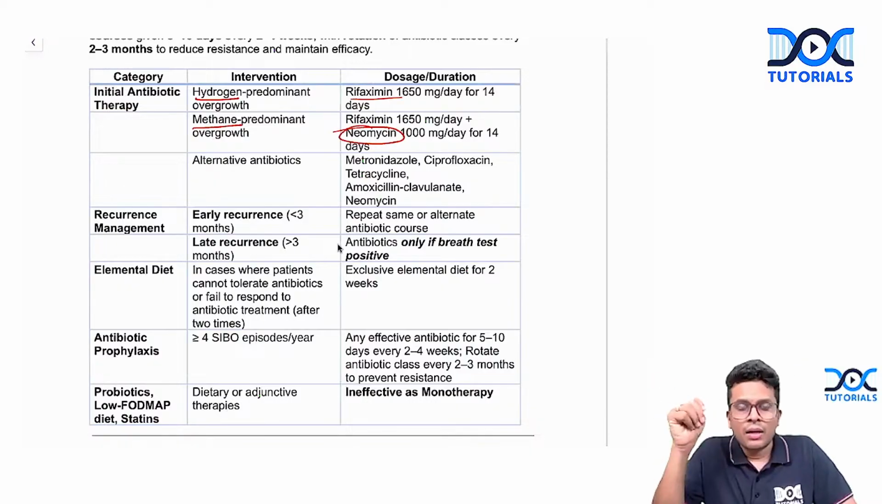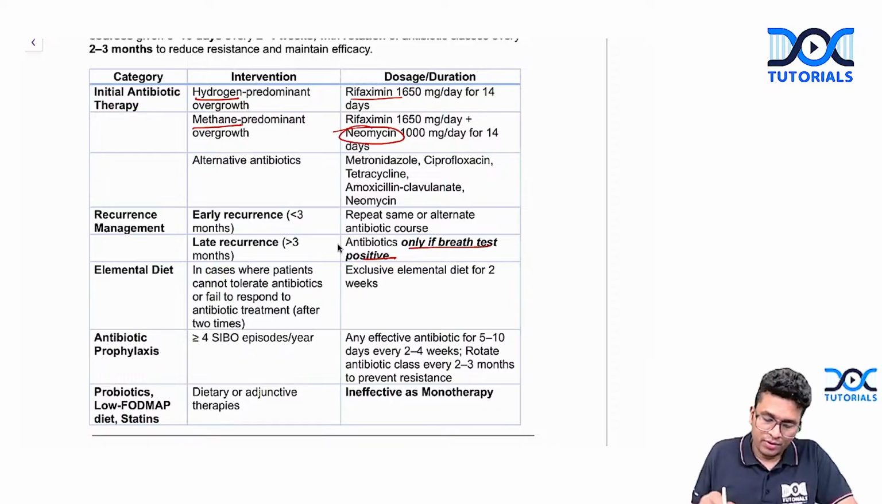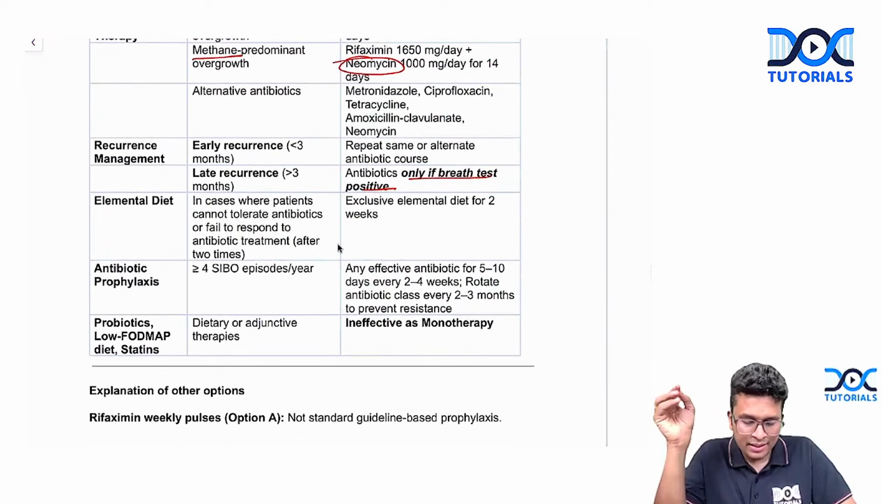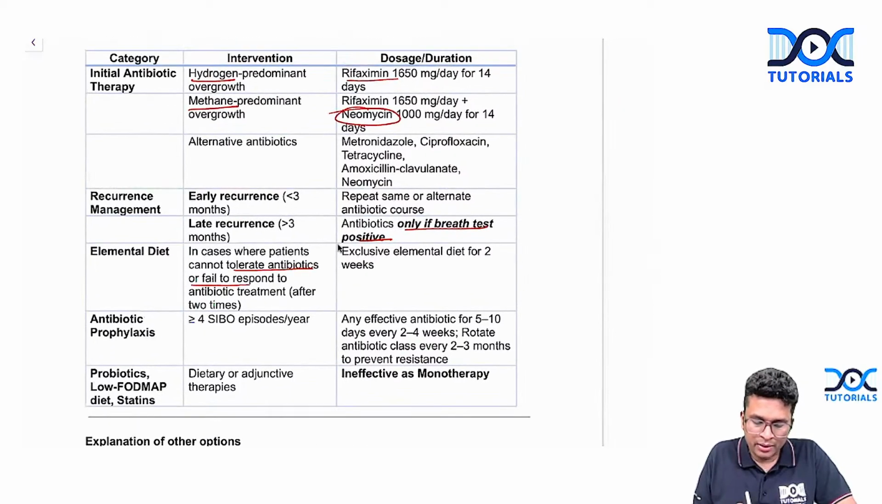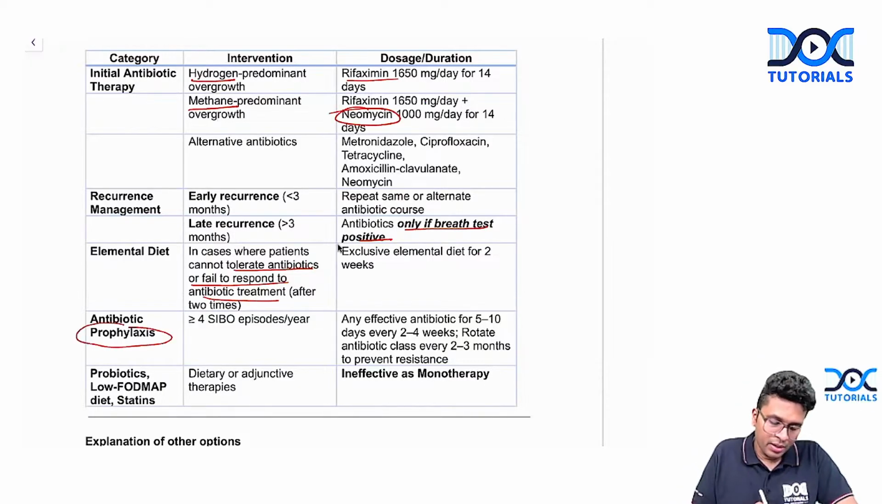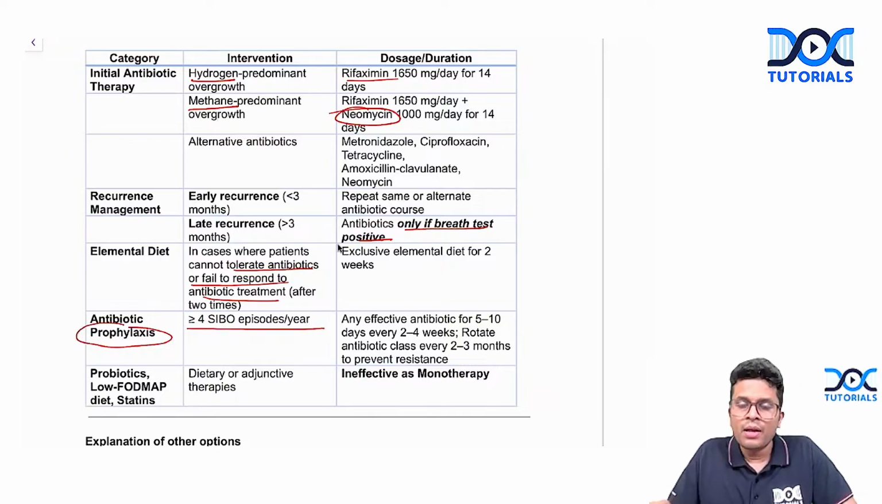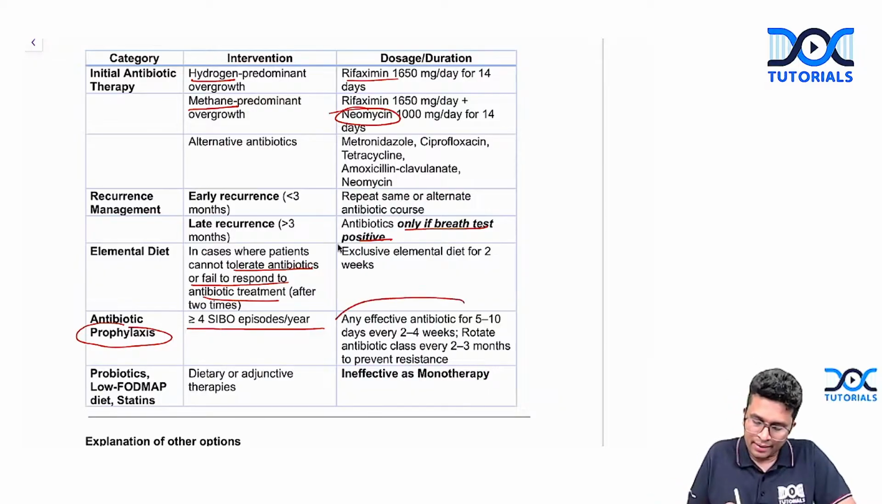For recurrence, how do you manage? Early recurrence, which occurs within 3 months, you can repeat the same or an alternate antibiotic course. For late recurrence, antibiotics are required only if the breath test is positive. Elemental diet is usually very difficult to follow, and it is generally given in cases where patients cannot tolerate antibiotics or fail to respond to antibiotic therapy even after 2 times. Prophylaxis is generally recommended for anybody who has more than 4 SIBO episodes per year: any effective antibiotic for 5 to 10 days every 2 to 4 weeks, rotating between antibiotic classes.